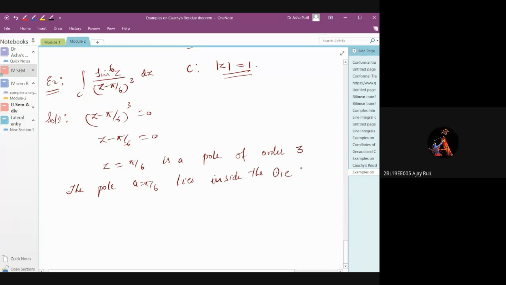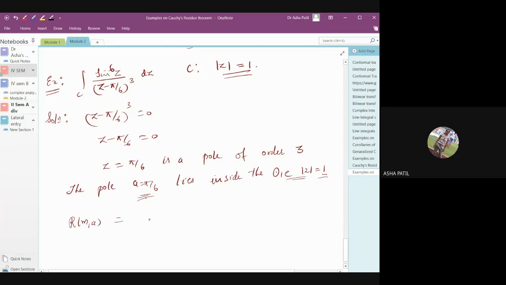How much is pi by 6? It lies inside because a equal to pi by 6, 0.52 ma'am. 3.14 divided by 6, yes, quite small value, nearly equal to 0.5, somewhere nearer to 0.5 I think, which is less than 1. So the point a equal to pi by 6 lies inside the circle. Radius of the circle is 1, whereas your value of the point is 0.5 something. So we have a pole lying inside, so only one residue you have to calculate.